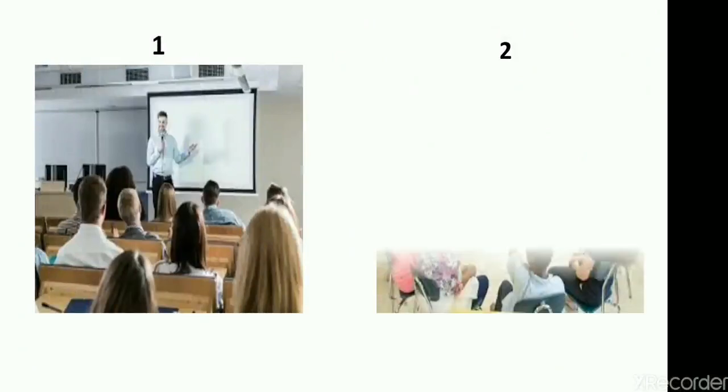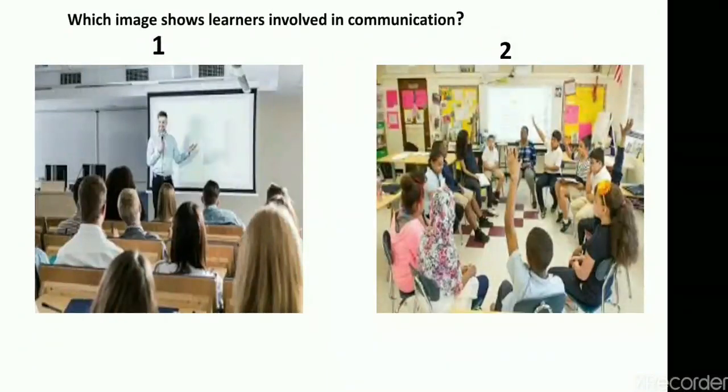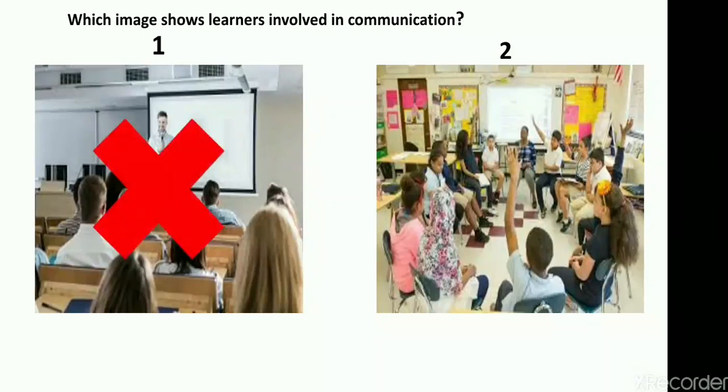Now, look at these two pictures. Which one shows learners involved in communication? Both of them show a teacher and students. And obviously, picture 2 shows learners involved in communication, as CLT gives the teachers many roles which move them away from the traditional approaches of teaching, as it is shown in picture number 1, where teachers just keep lecturing to the students without giving them any chance to communicate.